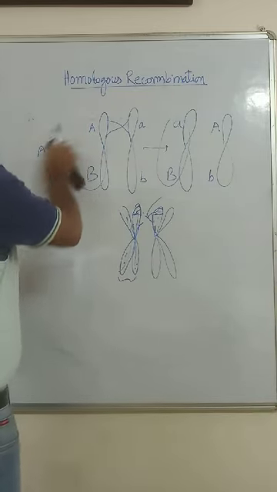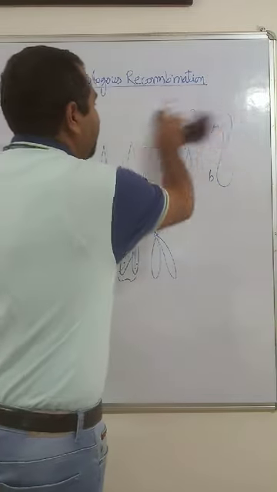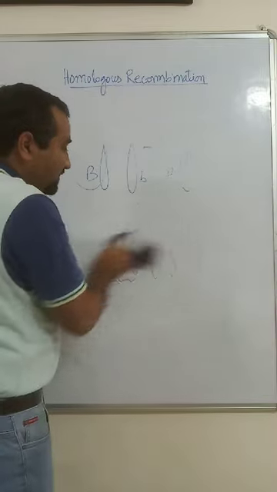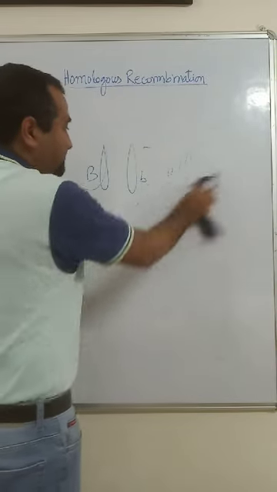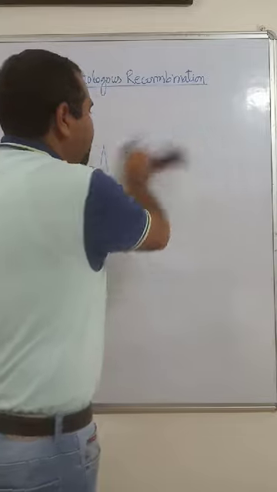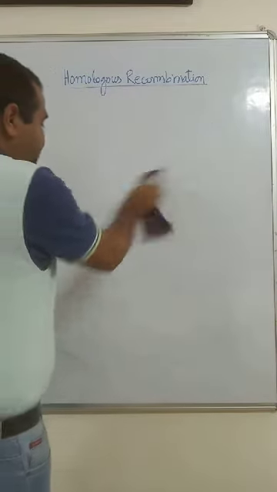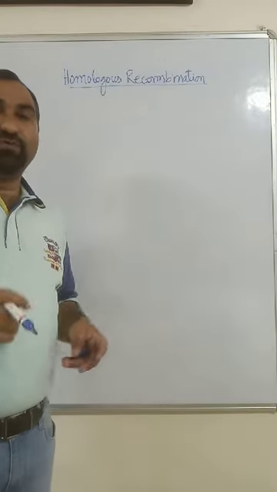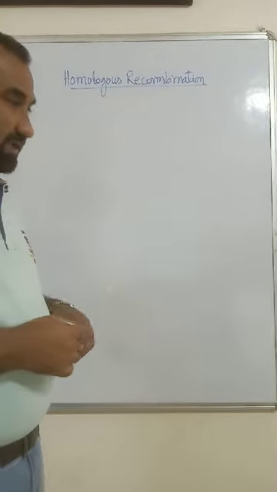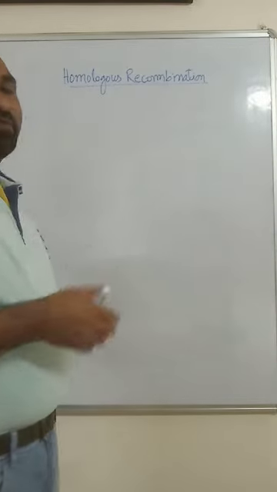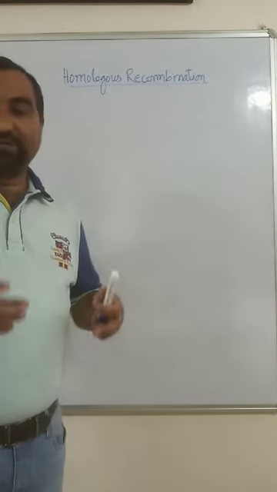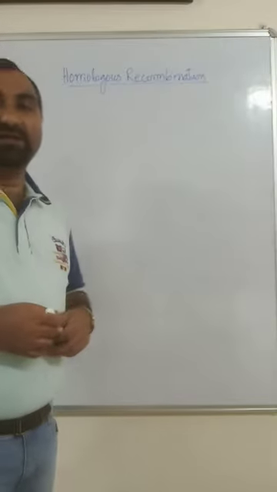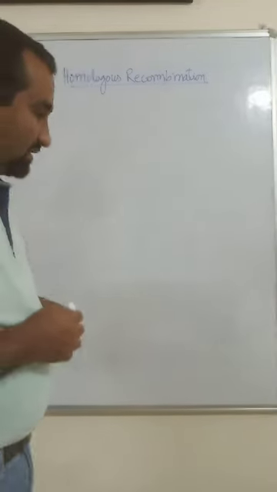So new pairing of alleles takes place in genetic recombination, and it is important to produce new combinations of genes so that organisms may develop new characters which will help them to adapt to a new environment. So recombination is important for production of new combinations of genes or alleles. So how does this recombination process take place? It is important.